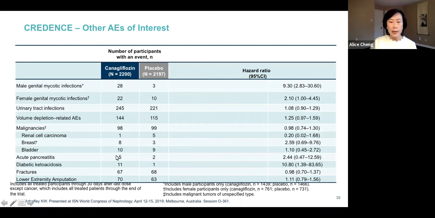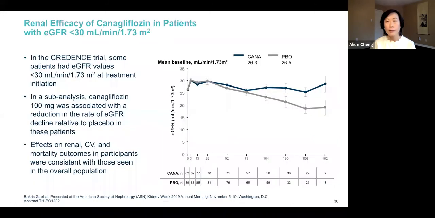The DKA signal was a little bit higher with canagliflozin. Again, not surprising given SGLT2 inhibitors, when used improperly in people who should be on insulin instead, or if people stop their insulin inappropriately, then yes, DKA can occur. But if you don't do those things, it's generally very well tolerated. And very importantly, lower limb amputation, as shown on the very bottom, was not increased in the CREDENCE study. So I think that puts that concern to rest.